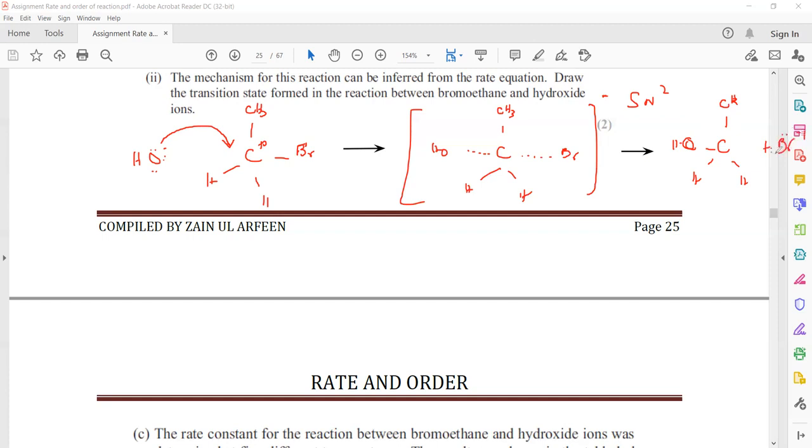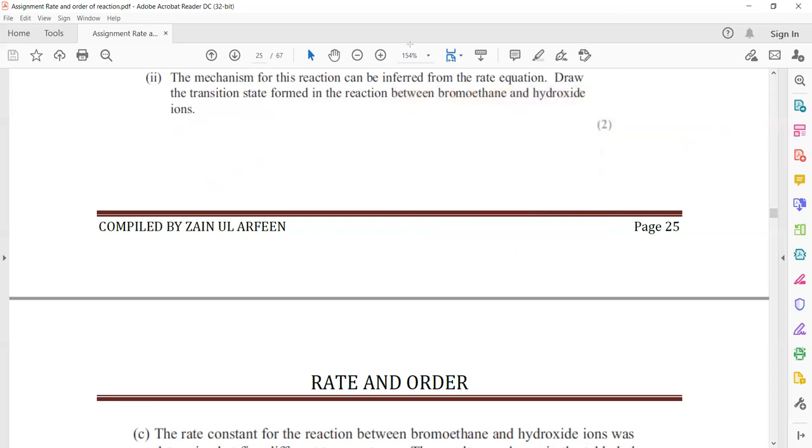Yes, sir. So this is the mechanism for this. But we don't have to draw it in full. They mention to draw the transition state, so we only have to draw this part. But as a revision, I did the whole mechanism so that you can recall the idea for the SN reaction. You don't have to show it all; you just have to show the transition state.